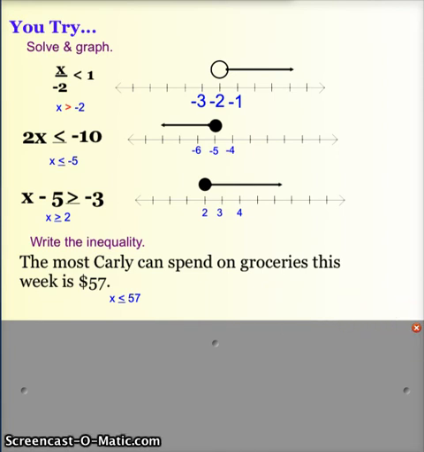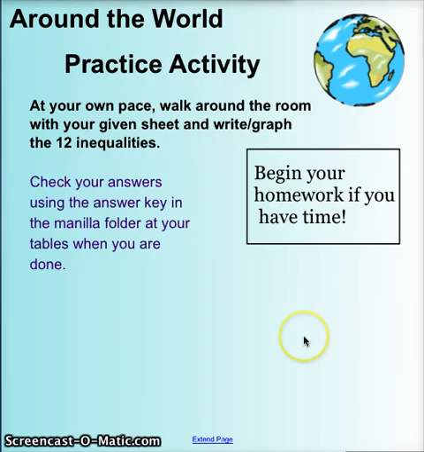You are now done. You can practice the around the world activity, go around the room, and you can check your answers in the manila folder. If you have any questions, be sure to ask, and if you're all done, you can always start your homework.